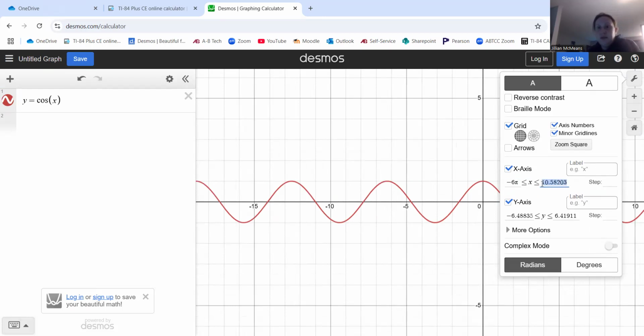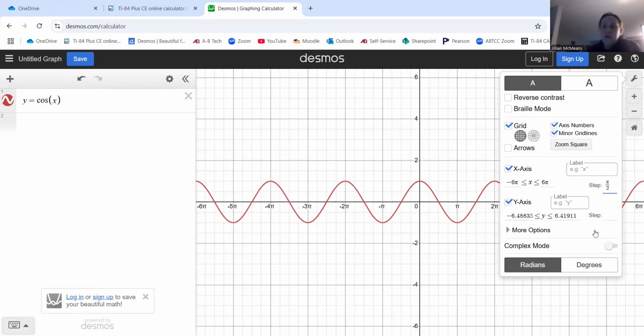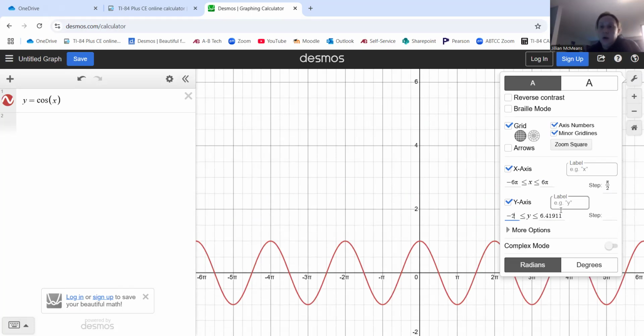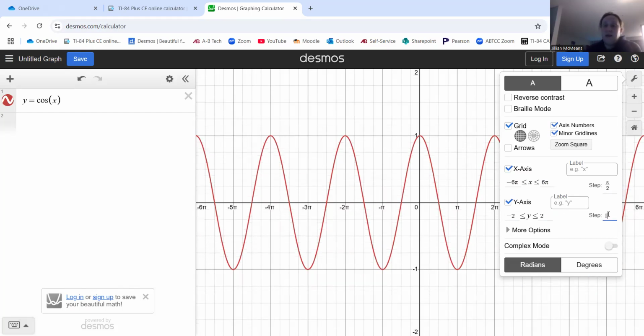So we're going to go negative 6 pi to positive 6 pi. And let's do the step. The step is how we're going to increment. Let's do pi over 2. And then for the y-axis, let's just do negative 2 to positive 2. That way we can see everything. And we'll increment by just 1. So you can see at a glance, this looks identical to sine, but if you look closely, you'll notice that the x-intercept is different.